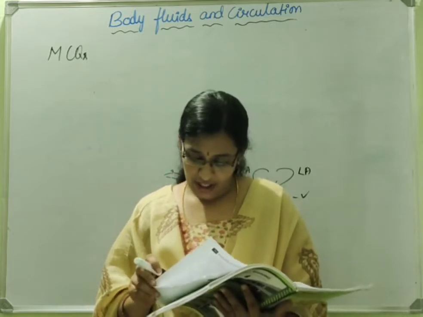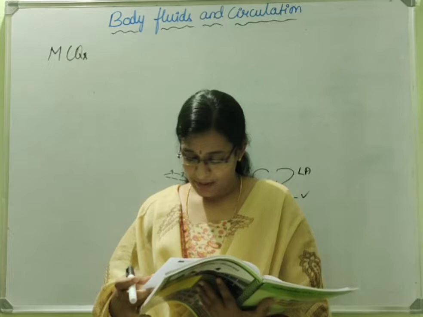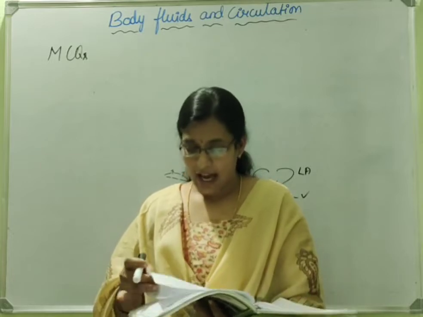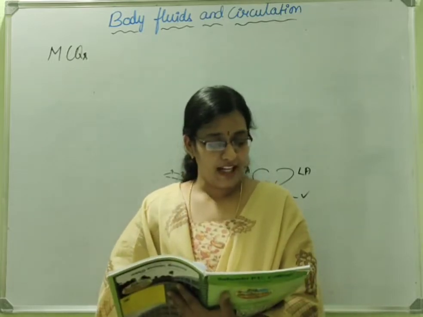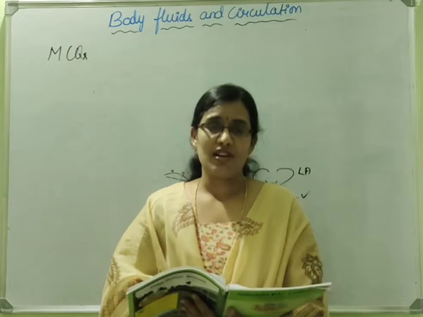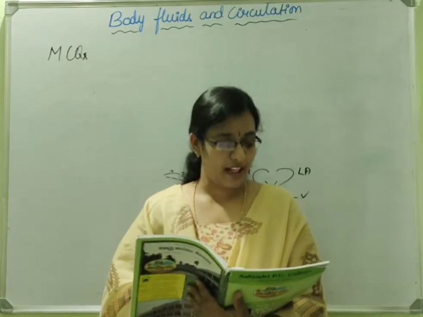Which of the following is cell fragments? Option A, leukocytes. B, RBCs. C, blood platelets. D, none. So which is the right option? It is C, blood platelets.